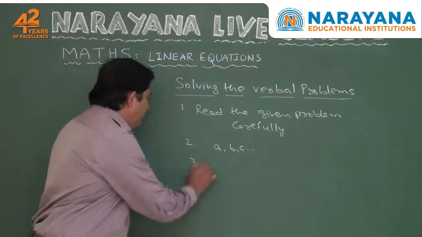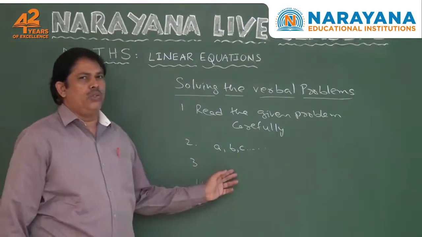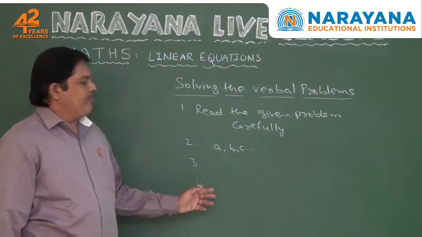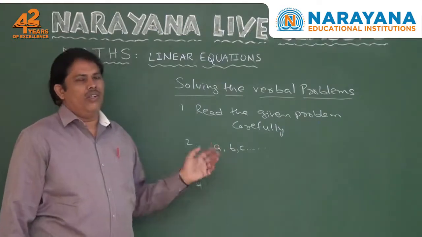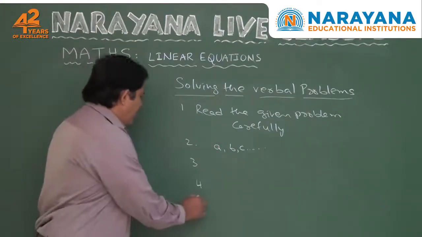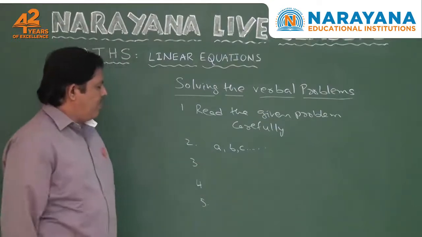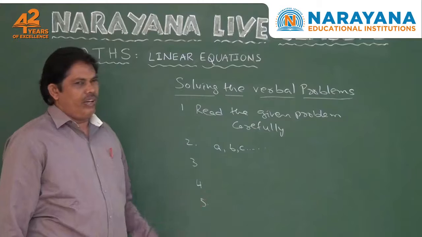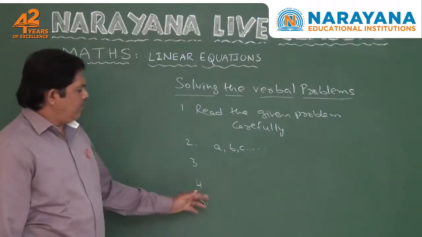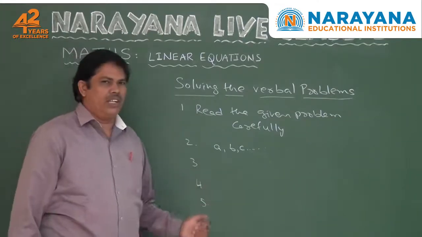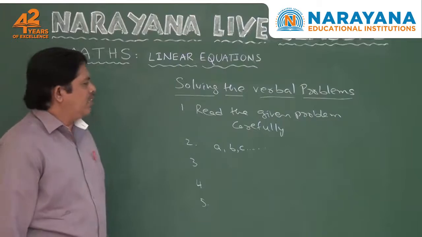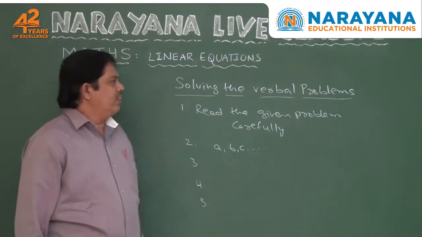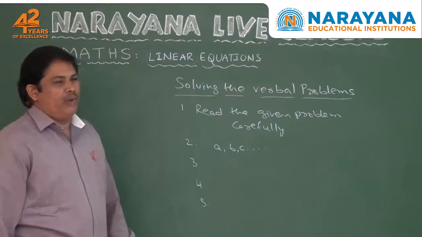In step 4, solve those two equations and find out the unknown quantities. In the fifth step, after finding the solution, once again verify whether we got the solution correctly or wrongly, and that is to be finalized. So these are the steps involved in solving the verbal problems.